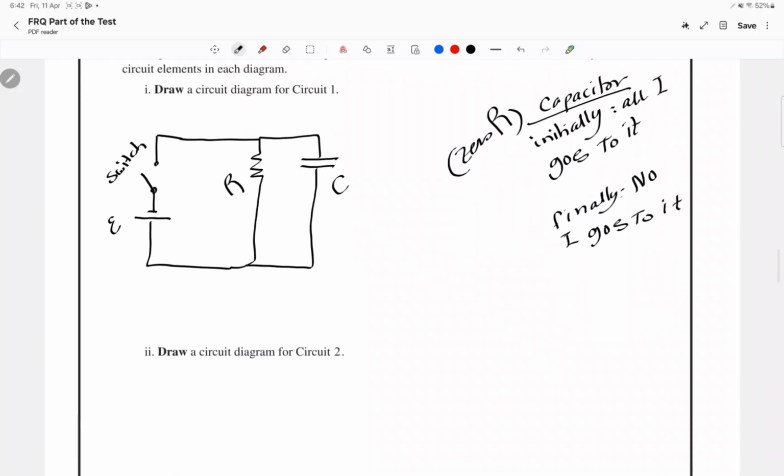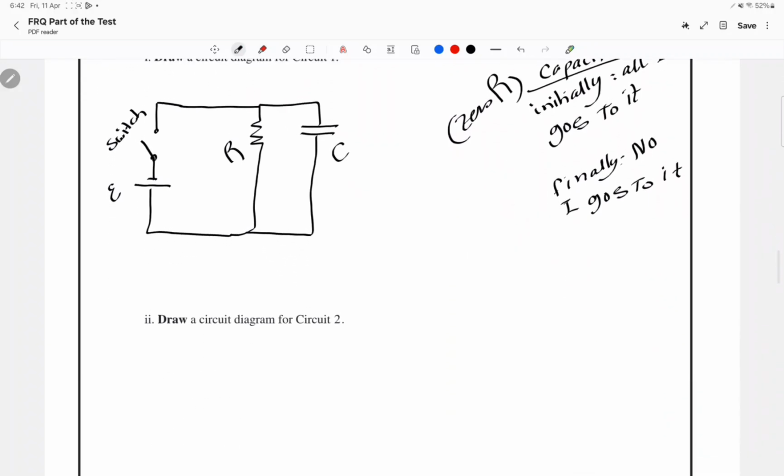Do you need to draw the bulb also in circuit 1? The bulb is just the resistor, by the way. Okay. So we're going to draw the EMF again. If in the beginning the bulb was fully bright, it's because it was receiving all the current. So it had to be in series, and the capacitor was also in series with it. But over time, when the capacitor builds up, it will block all the current, and that's why the resistor will stop receiving any current.